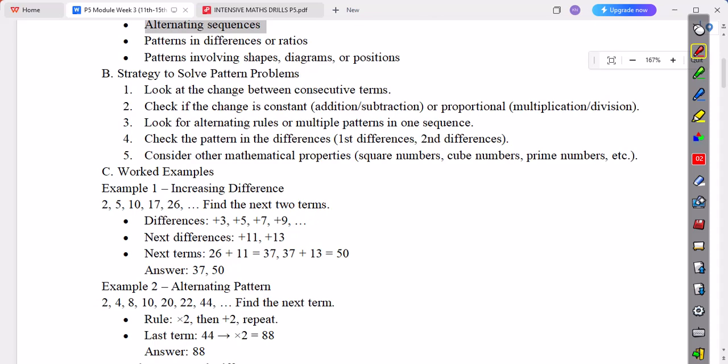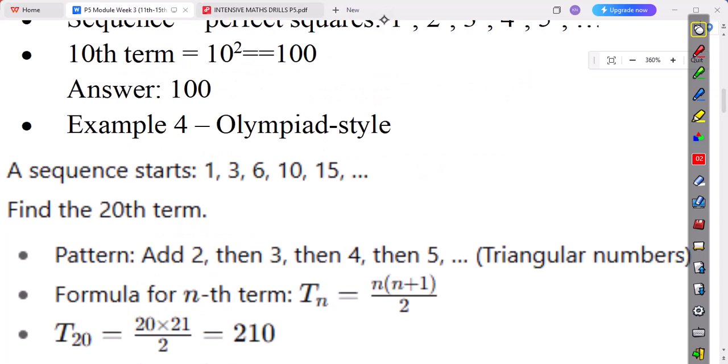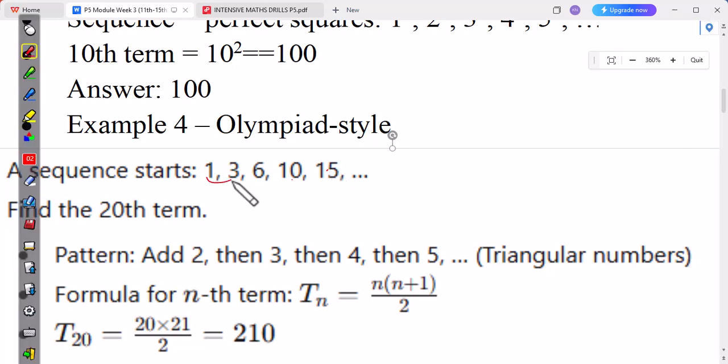So maybe we can try to see the question first. Okay, here we have a number sequence that starts from 1, 3, 6, 10, and 15. Find the 20th term. So the number in the 20th position, that's the question that we need to find the answer to. If we try to see the difference between the numbers, we have 1 and 3, the difference is plus 2, and 3 and 6 plus 3, 6 and 10 plus 4, 10 and 15 plus 5.